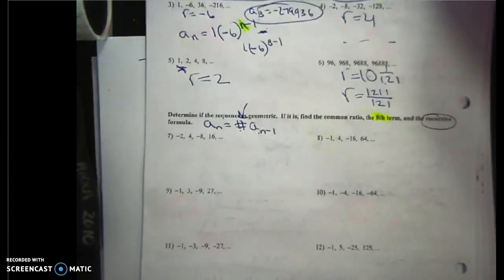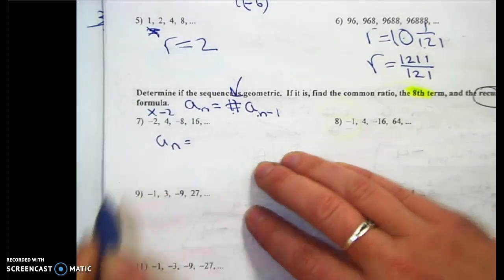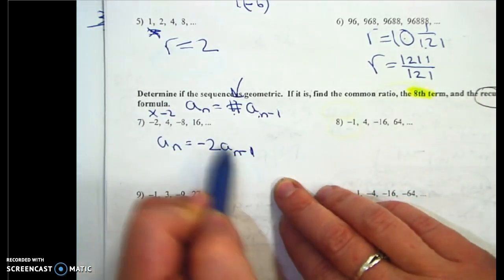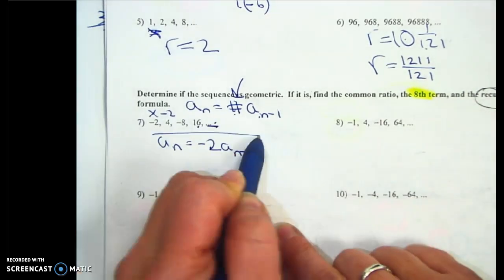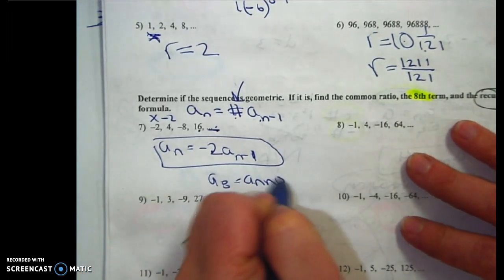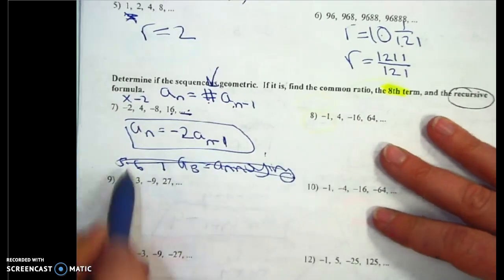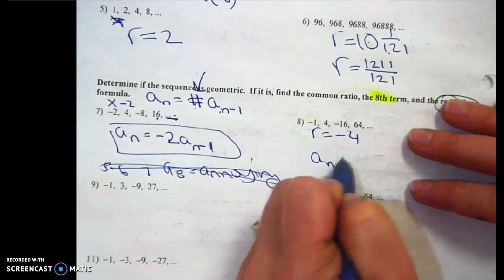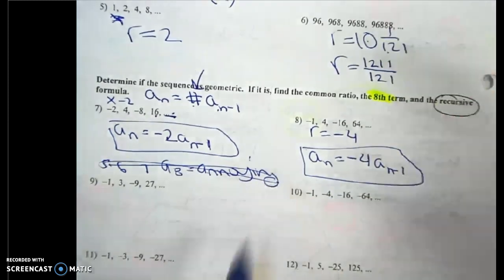So let's do the first one. A sub n equals, well, what am I doing? I'm multiplying by -2. So -2 times the previous guy. That means if I want to get this next number, I have to go -2 times 16, and that gets me the next number. Finding the 8th term, not as annoying as the 52nd term, but still annoying because I need the 7th term and the 6th term and the 5th term. Okay? Explicit is a lot easier. Find the ratio. A sub n equals -4 times a sub n minus 1. That's my formula for my recursive.